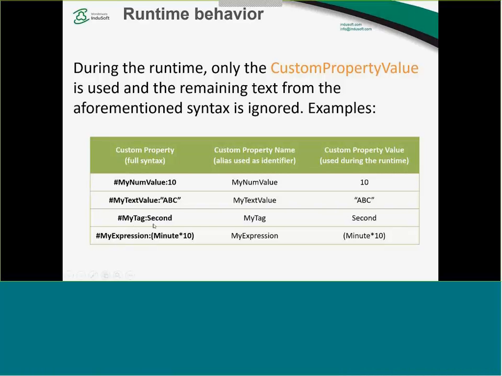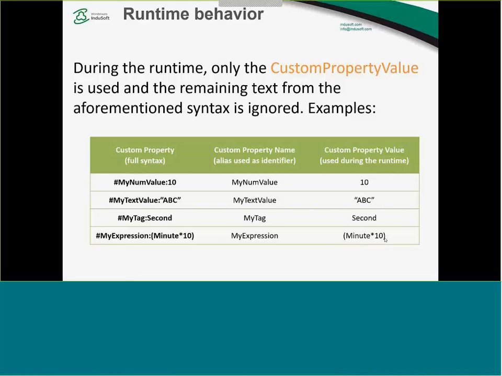Can be a tag as well. So you see here, my tag is the custom property name, and second is the value of this custom property. And can be an expression between parentheses. So in the last example, my expression is the name of the custom property, and the actual value, what will be executed by the runtime, is minutes times 10 between parentheses.